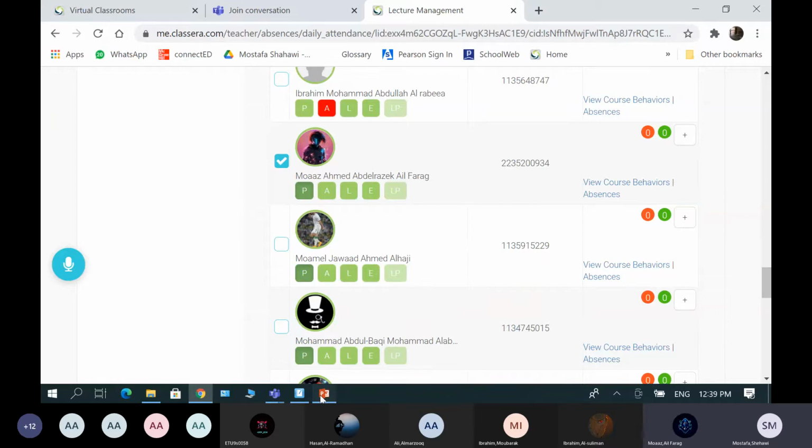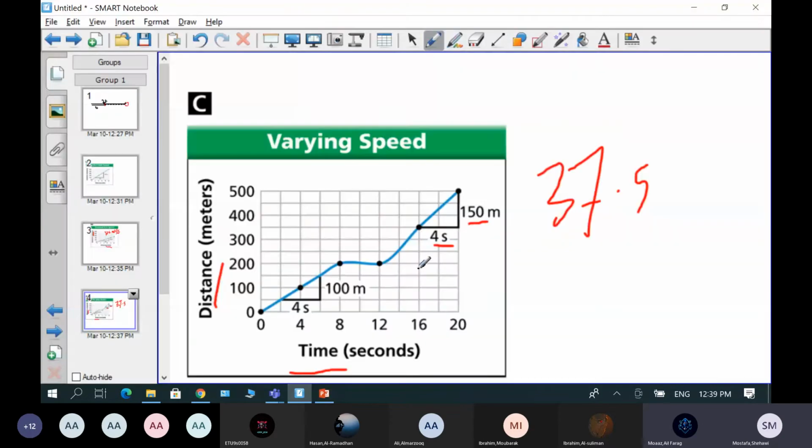Muaz, can you tell me what is the speed from 0 to 4 seconds? 20. No, 25 meters per second. Yes. If I tell you from 0 to 4, it's the same for the whole period, from 0 to 8, it's the same. So the speed for all of these parts is the same for the whole time interval from 0 to 8. If I want to find it, I will find the slope, which is 100 divided by 4. It will equal 25 meters per second. Thank you.